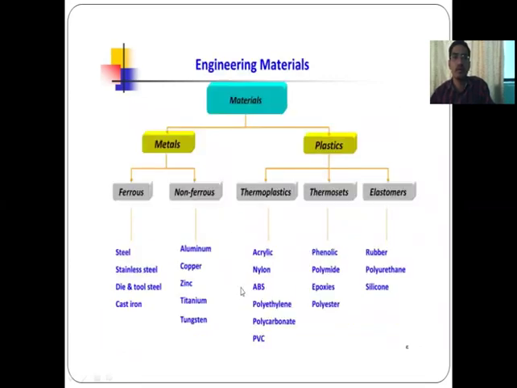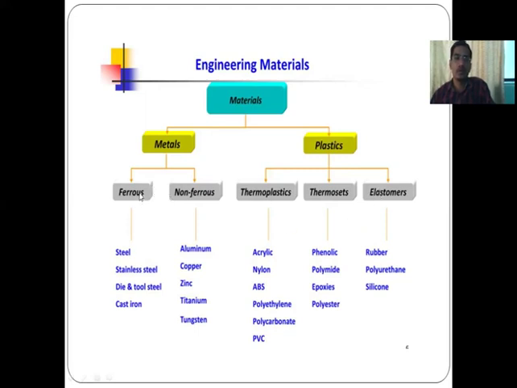Here we'll see the classification of engineering materials. The engineering materials are basically classified into two categories. One is the metals and the second one is the plastics. Metals are further classified as ferrous metals and non-ferrous metals, while plastics are further classified into three categories, that is the thermoplastics, thermosets and elastomers.